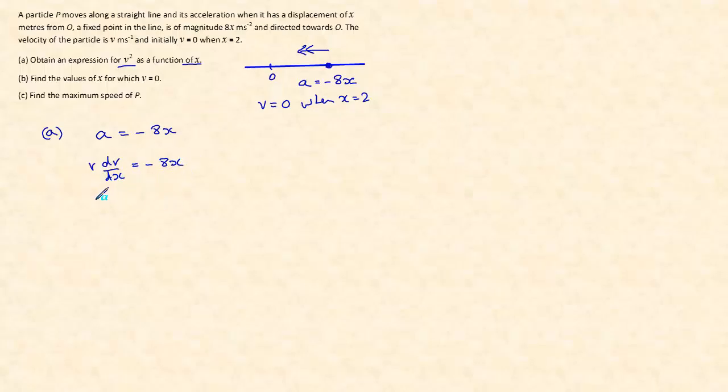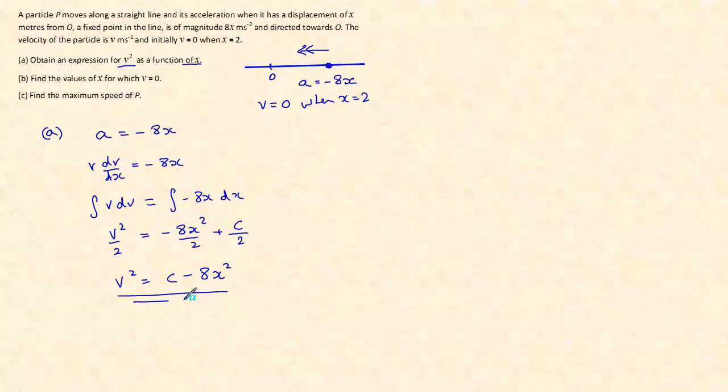This is a separable differential equation. Integral of V dV is equal to the integral of negative 8x dx. So V squared over 2 is going to be negative 8x squared over 2, and for convenience I'll call this constant over 2. So V squared is going to be C minus 8x squared.